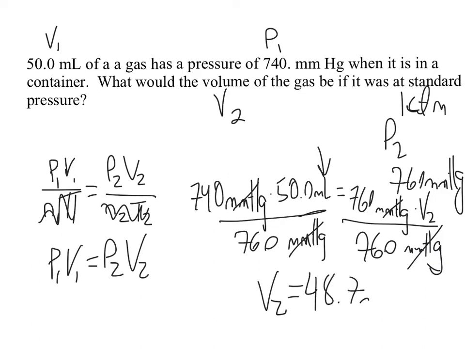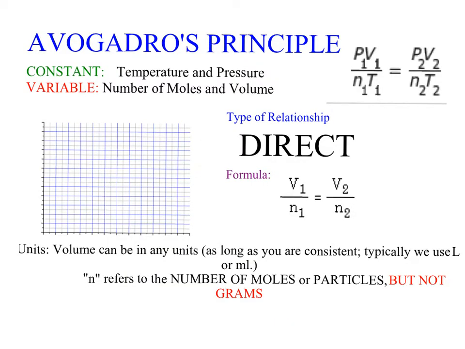48.7 milliliters. Our second individual gas law is called Avogadro's Principle. It came out due to Avogadro, and his law lets us relate the number of moles and volume. So we're going to keep temperature and pressure constant. So pressure goes away on both sides, and temperature goes away on both sides. So we get that V1 over N1 is equal to V2 over N2.